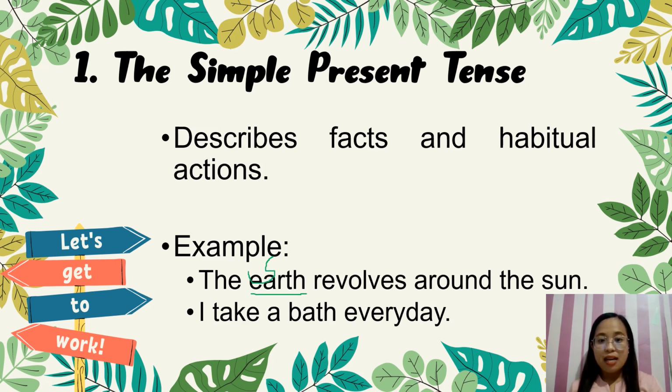That is the subject. How about the verb? What is the verb in this sentence? The verb in this sentence is the word revolves. That is the verb. So this sentence is an example of simple present tense, and it is a fact, or katotohanan. Pag sinabi nating fact, it is always in the simple present tense.